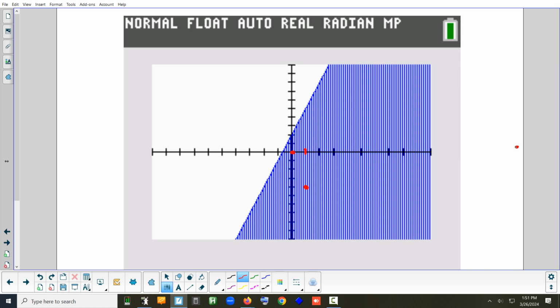Basically, any positive number works, and there are some negatives that work. If you did negative 1, negative 3, that would work too. But it is mostly to the right, and there are a few to the left.